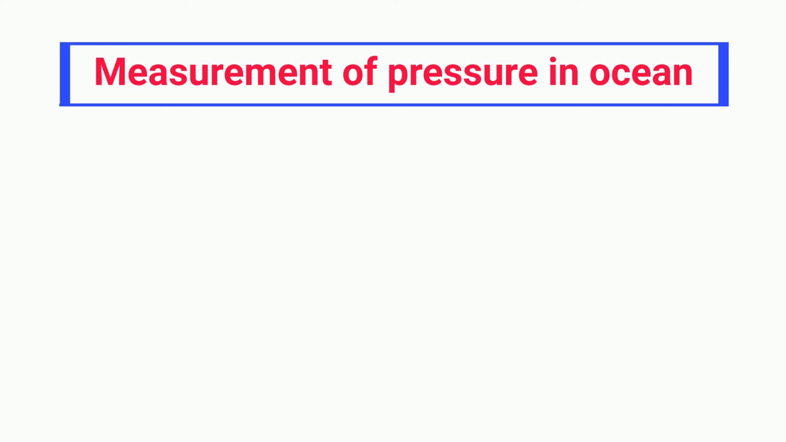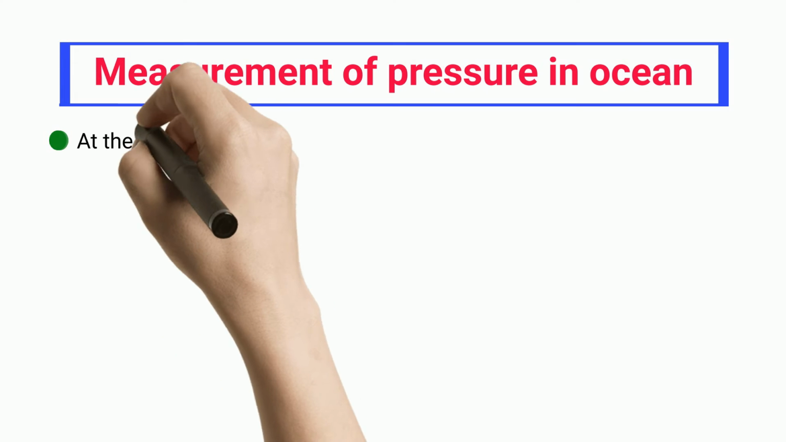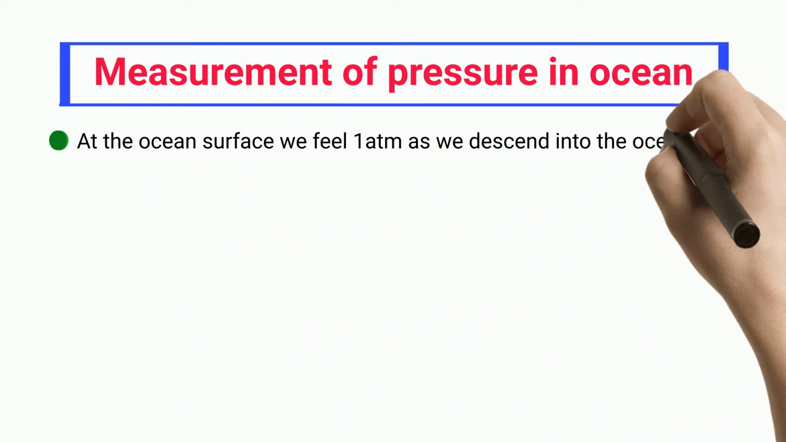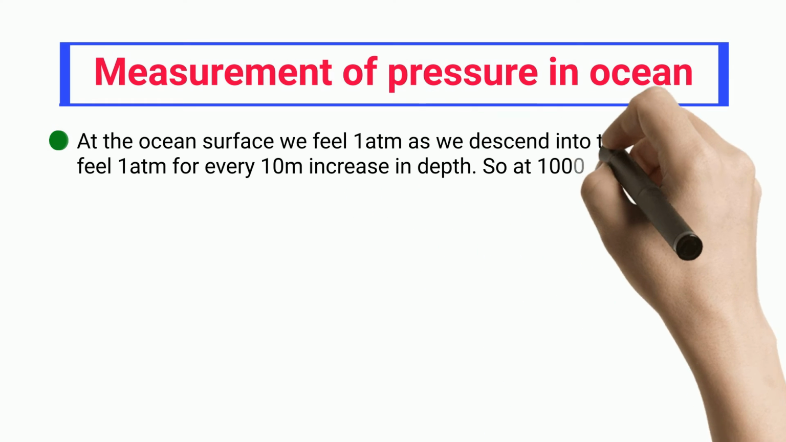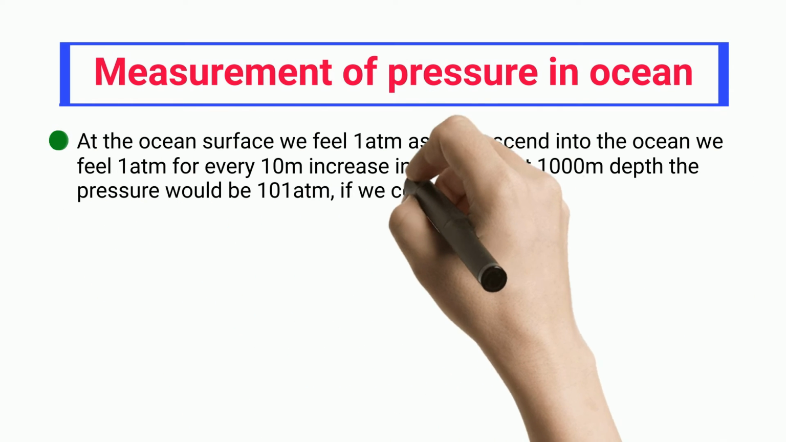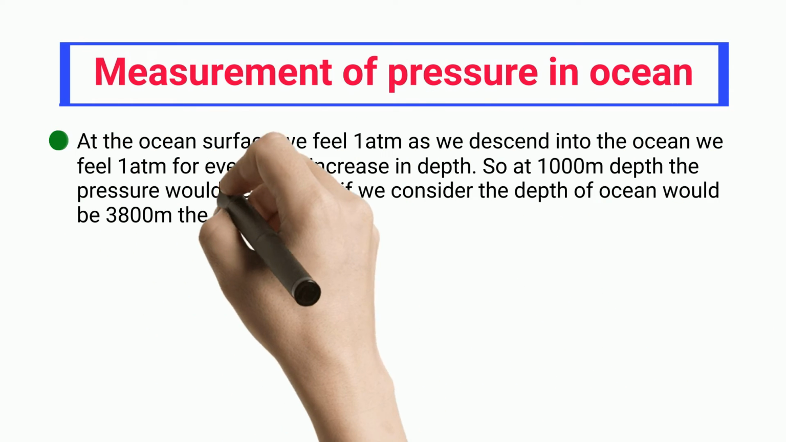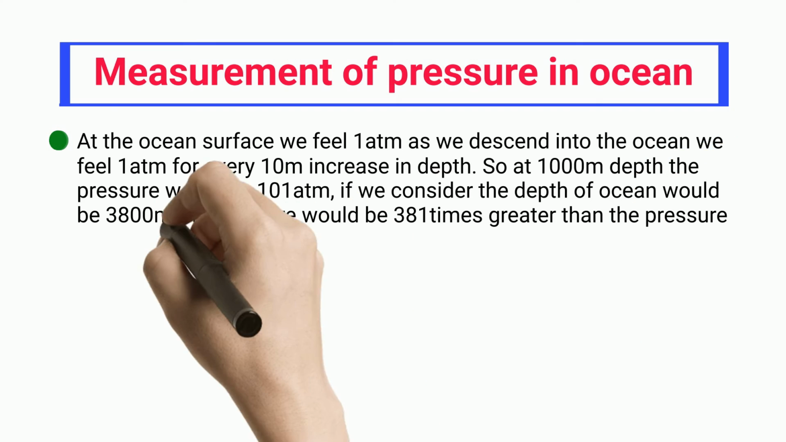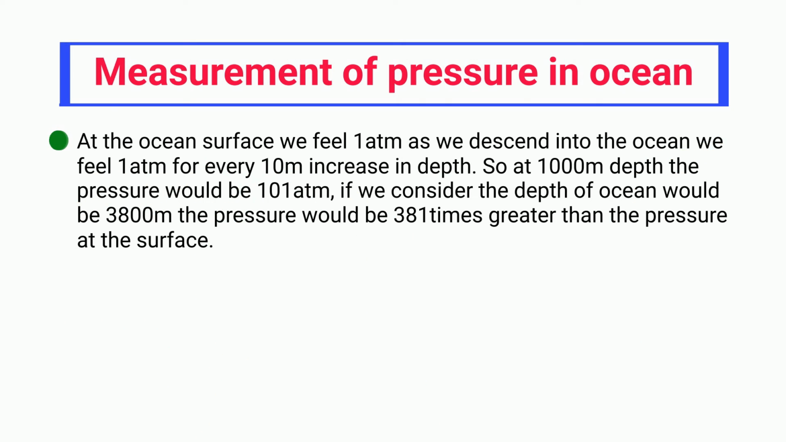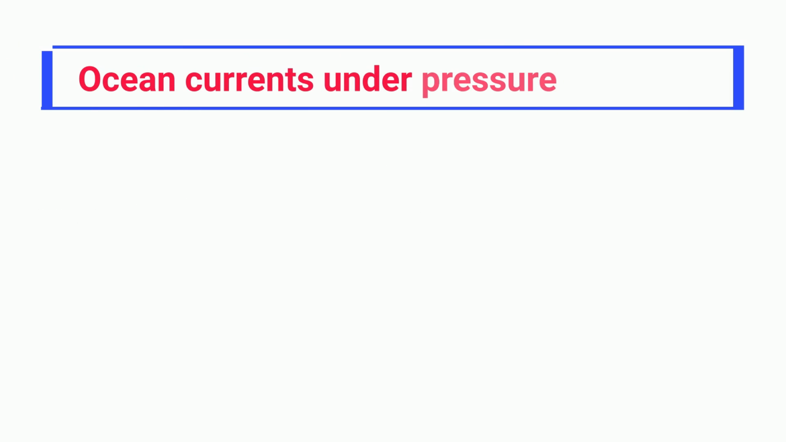Measurement of pressure in ocean. At the ocean surface we feel 1 atm. As we descend into the ocean we feel 1 atm more for every 10 m increase in depth. So at 1000 m depth the pressure would be 101 atm. If we consider the depth of the ocean to be 3800 m, the pressure would be 381 times greater than the pressure at the surface.